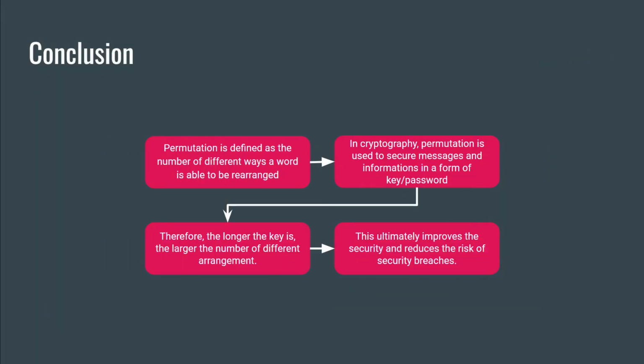And now we come to the conclusion of the presentation. Permutation is defined as the number of different ways a word is able to be rearranged. And in cryptography, permutation is used to secure messages and information in the form of a key or password. Therefore, the longer the key is, the larger the number of different arrangements, and this ultimately improves the security and reduces the risk of security breaches.